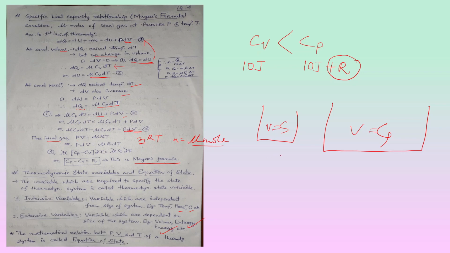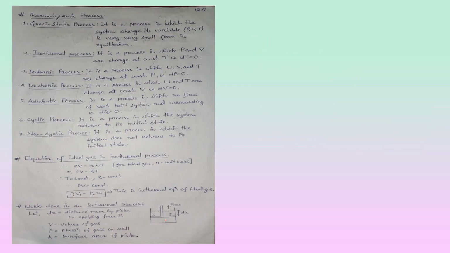And pressure, volume, temperature, all these quantities are mathematically related, and that is called the equation of state in a thermodynamic system. Then thermodynamic process. So here some processes are there. The first one is the quasi-static process.